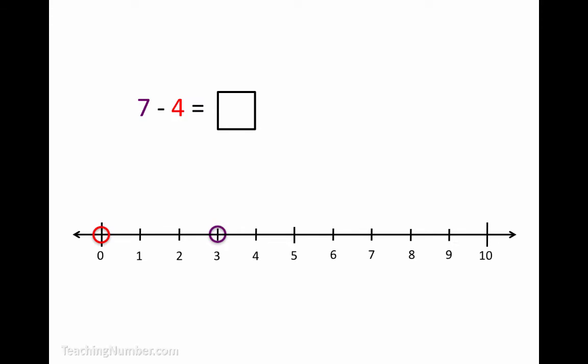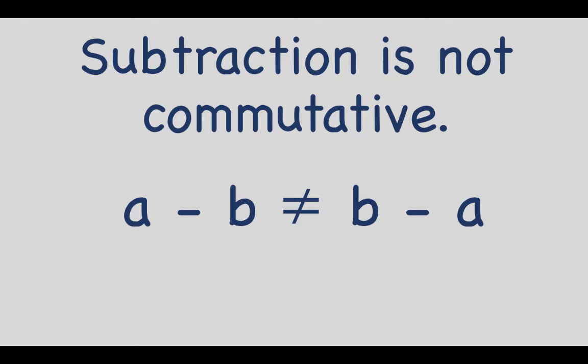Once again, students at this stage should already know that the distance between 7 and 4 is 3. What we want them to understand now is that 7 minus 4 is the same as 3 minus 0, and that is why 7 minus 4 equals 3. The number line also helps to make it clear that subtraction, unlike addition, is not commutative. Order matters in subtraction. A minus B is not the same as B minus A.